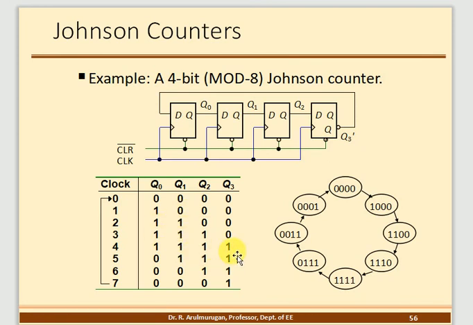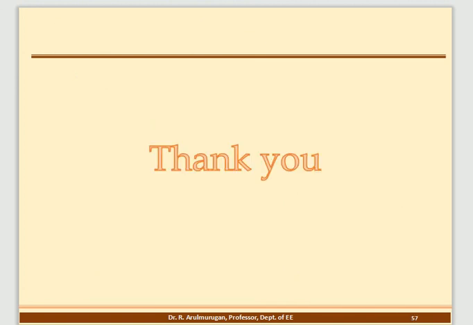After that, what will happen? The last one is given to the input, so it changes to 0. Then 0 1 1 1, then 0 0 1 1, then 0 0 0 1. That's all about the Johnson counter.